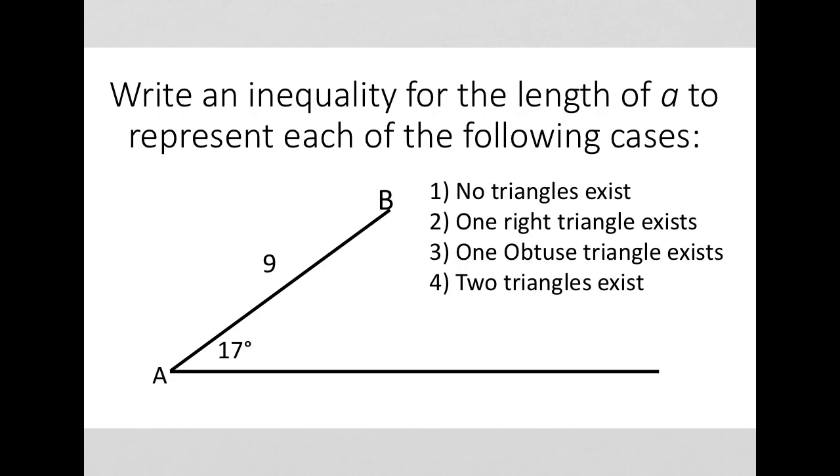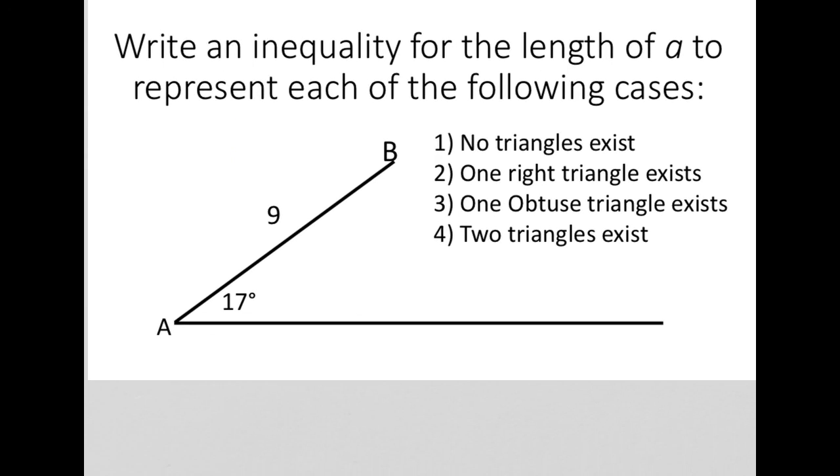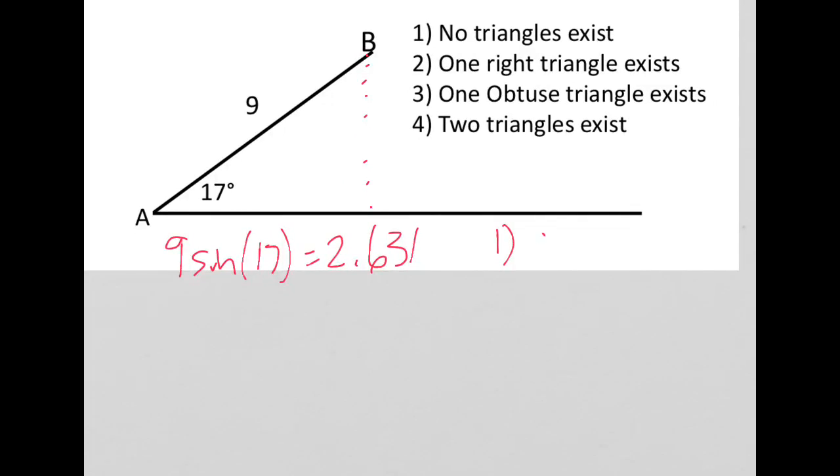So let's run through this real quick. Let's do one problem all the way through. We want to know, what are the conditions on A to give us these different cases? Well, the only operation we need to do is figure out that value right there, which is just 9 times the sine of 17, which is 2.631. And so, if we want no triangles to exist, we need A to be less than 2.631. If we want one right triangle to exist, A has to equal 2.631.